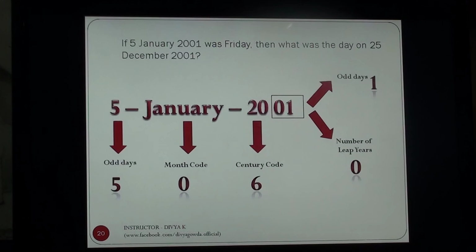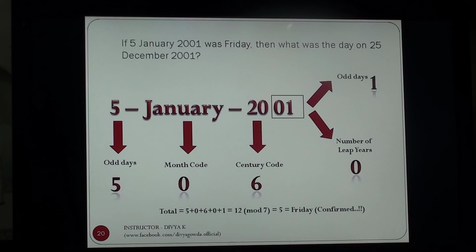Now let me calculate 5th January 2001. 5 means 5 odd days only. Don't divide by 7 again, it is anyway less than 7. So take 5 only. January, the month code is 0. Anything beyond 2000, the century code is 6. The last two digits, 01, odd days will be 1, and there is no leap year. So if you add everything, you actually get Friday as the answer. So it is confirmed that 5th January 2001 was actually a Friday.